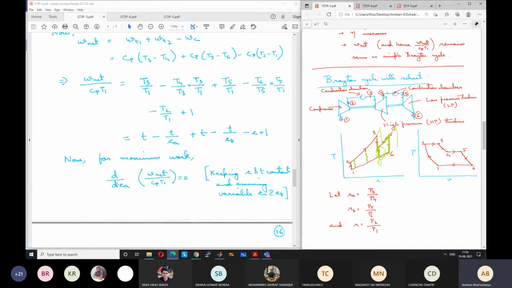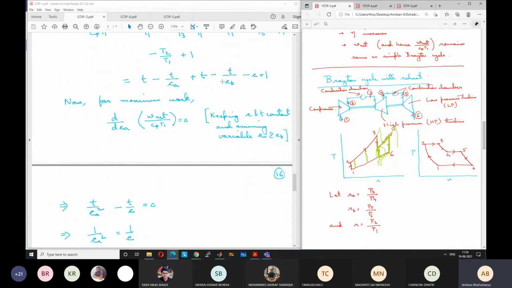Now you can just take the derivative of this non-dimensional net specific work output with respect to CA, and equate it to 0 to find the value of CA for which the work output is maximum. If you do that, replace this CB by C by CA, and take that derivative.